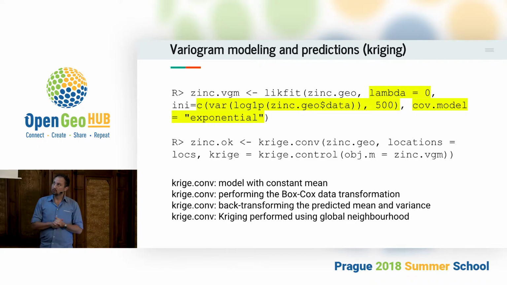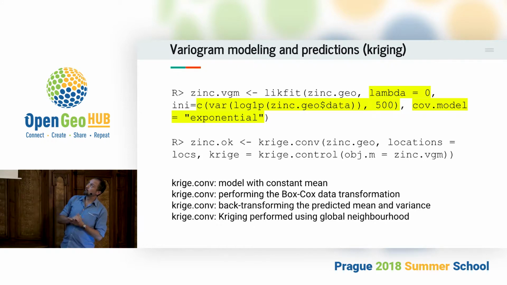So these are two steps in GSIF. It's the model, the fitting of a variogram through the likfit function. And as you see here, we have to define, for example, lambda 0. It means that we want a transformation. And then we also have to give some initial variogram parameters. And we pick the type of model we want to use. So we have to specify a couple of things.